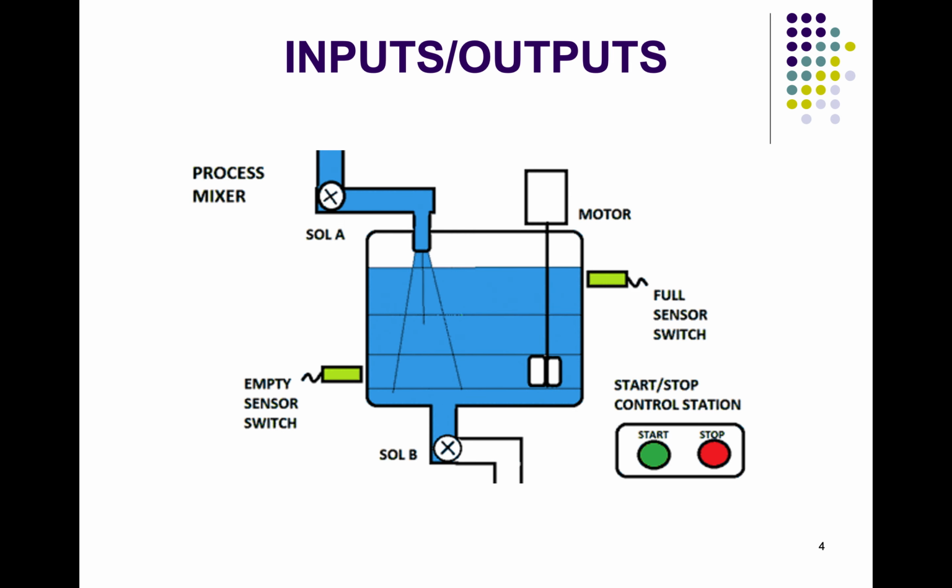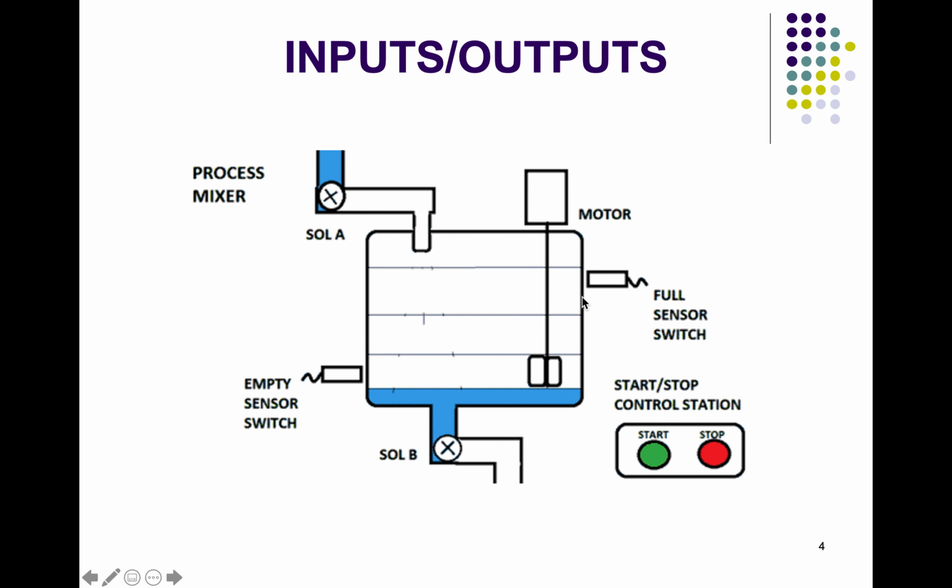So here an example is shown where we need to automate a process. This is a process mixer in which we have to mix the fluid before sending it forward in the line. So here whenever this empty sensor switch is turned off, that means there is no fluid inside the tank. So this is an input. At that time the output solenoid valve A is activated. That means the fluid will flow from here to the tank.